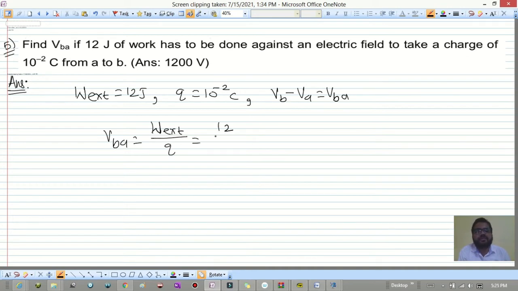So VBA is work done by external divided by the charge. What is work done by external? 12. What is the charge? 10 to the power minus 2, which is equal to 1200. So over here 1200 volt is the answer. I hope this is clear. It's very simple if you understand the concept, right? So this is the answer we have.